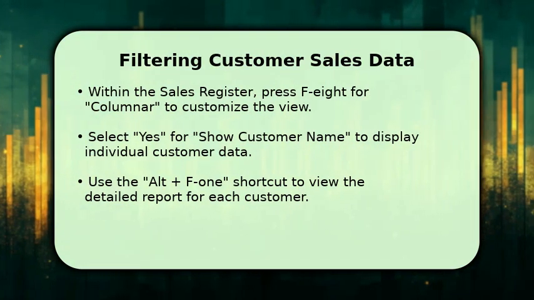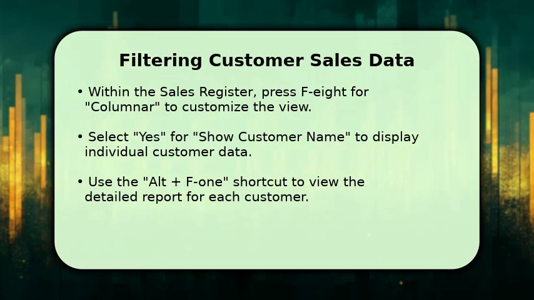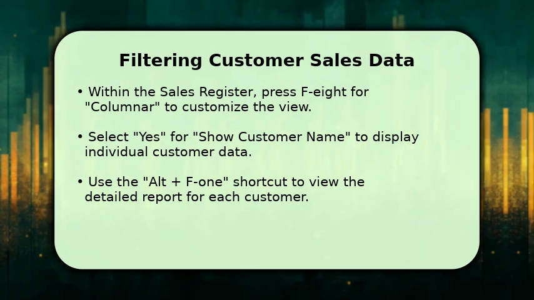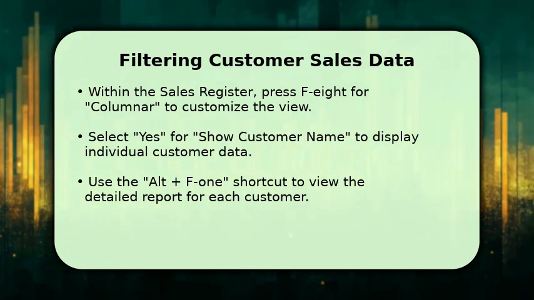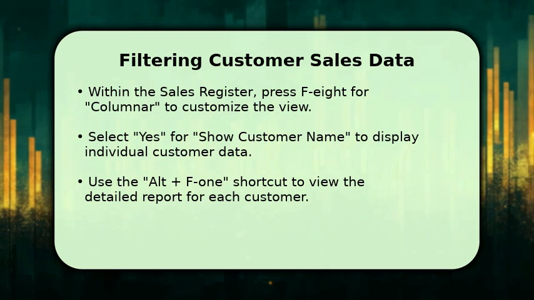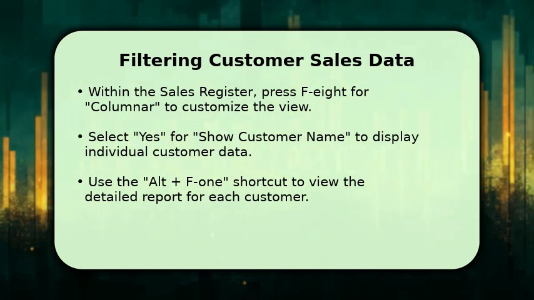Once in the sales register, press the F8 key to access the columnar report options. Here, you will find a setting to show customer name. Ensure you select Yes for this. This action will add a dedicated column for customer names, making it easy to identify individual sales.